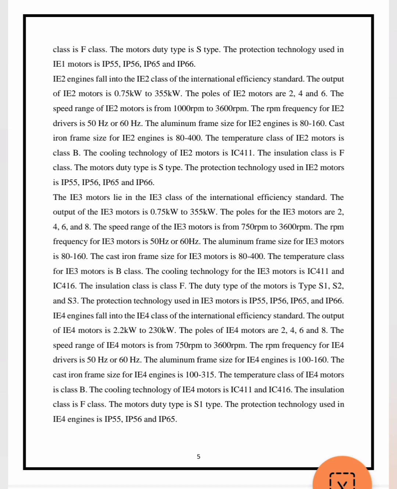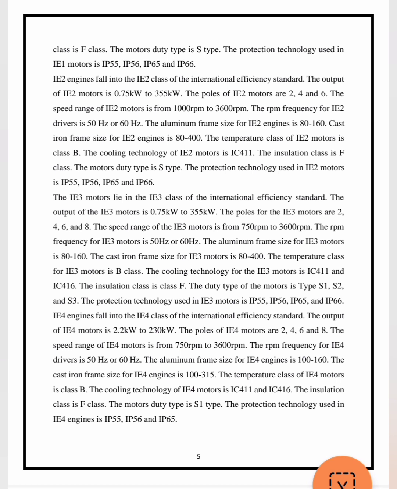International efficiency class 3 lies in the IE3 class of the standard efficiencies. The output of the IE3 motor is 0.75 to 355. Poles are 2, 4, 6 and 8. Now, one more pole than the IE2 motor but fewer than IE1. The speed range is from 750 revolutions per minute to 3600 revolutions per minute. The frequency for IE3 motor is 50 Hz or 60 Hz.